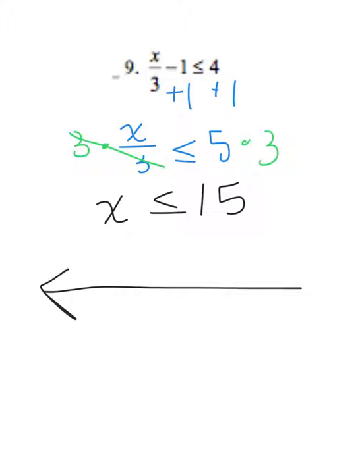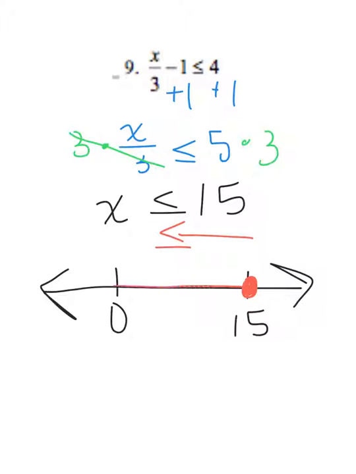I can quickly graph that. I'll put 0, I'll put my other number. You really only need your 2. And then on 15, I know it's going to be a closed circle because it's less than or equal to. And that arrow points to the left, but also, I know that if I were to test out 0, 0 is less than or equal to 15. So I know I can shade to the left. The arrow rule only works when the variable comes first.